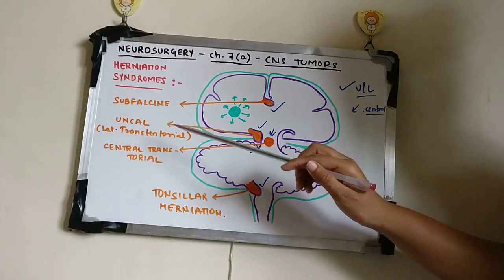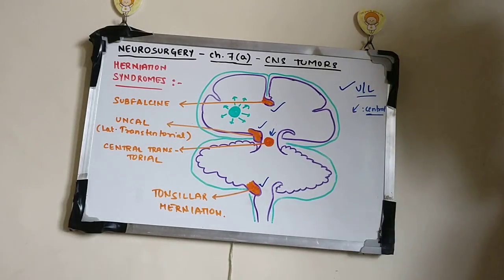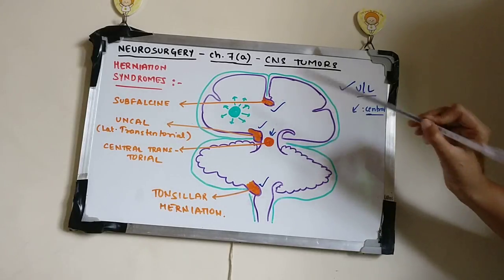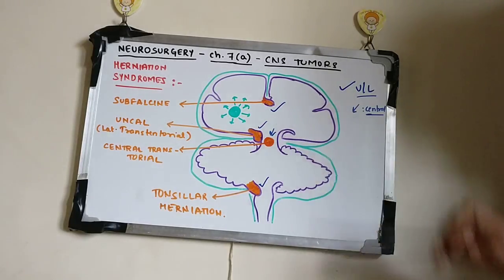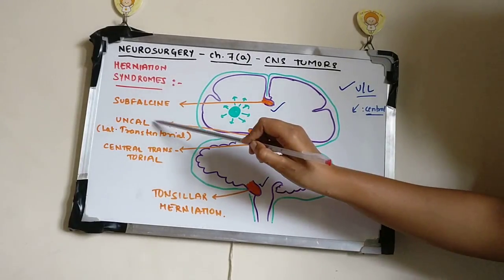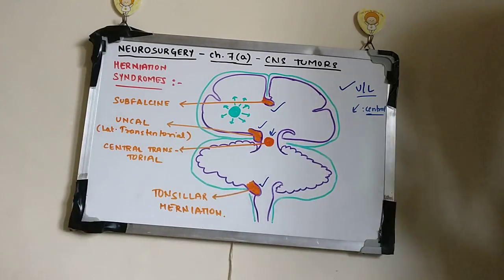Also, your uncal herniation actually moves through the tentorial notch. So what is a tentorial notch? There is your tentorium cerebelli, a fold of the dura mater which separates your cerebrum from the cerebellum, and there is a gap in it through which the brainstem passes. That is called your tentorial notch. So from the tentorial notch, if the part of the cerebrum, that is usually your temporal gyrus, goes down, that is known as your uncal herniation or lateral transtentorial herniation.